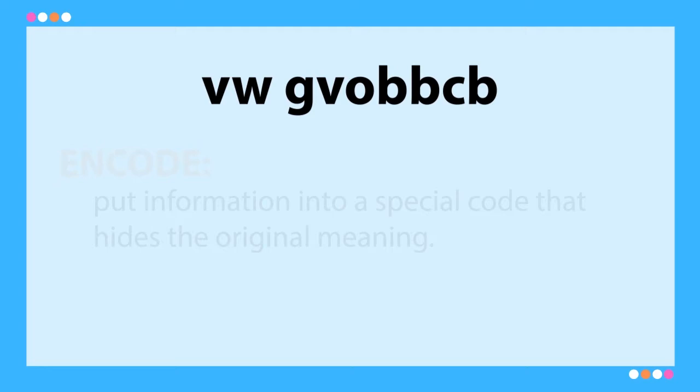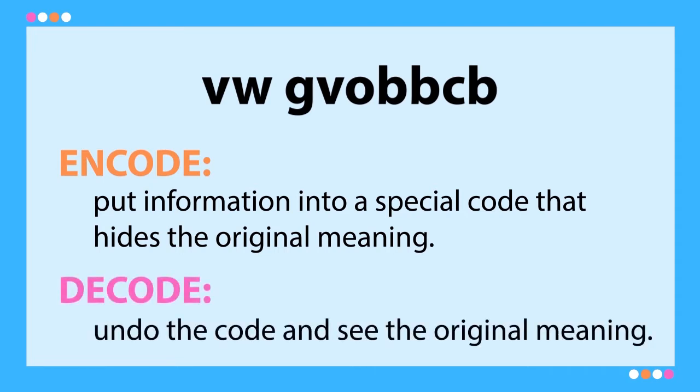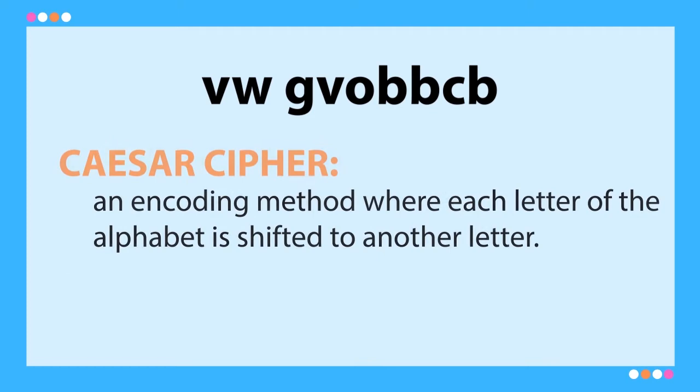This message has been encoded, or put into a special code that hides the original meaning. To retrieve that information, we need instructions on how to decode the message, or undo the code and see the original meaning. In this case, our message has been encoded through a Caesar cipher, where each letter of the alphabet is shifted to another letter. Here, let me show you how it works.